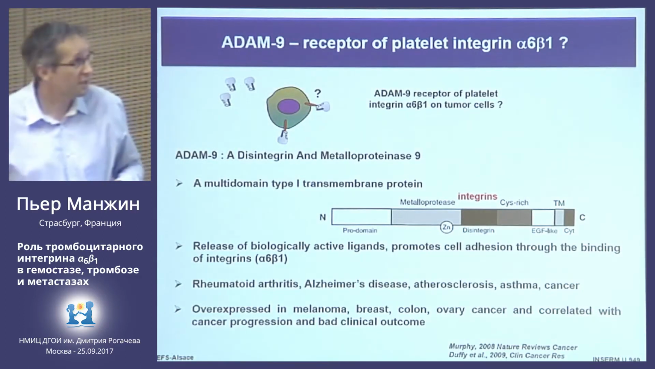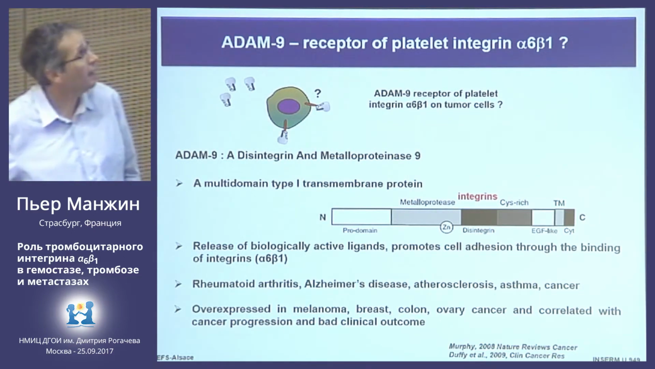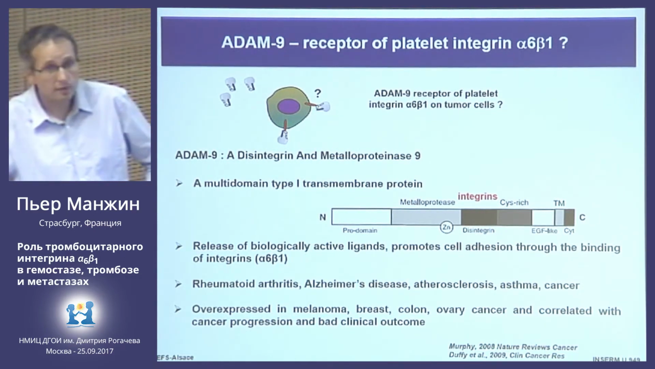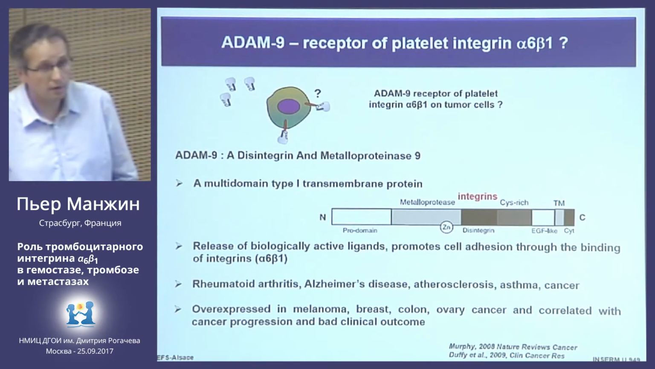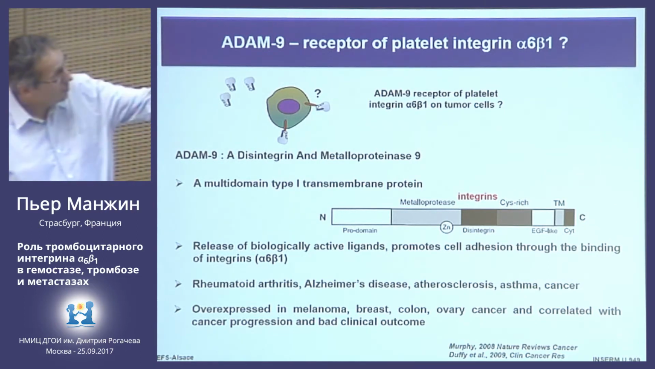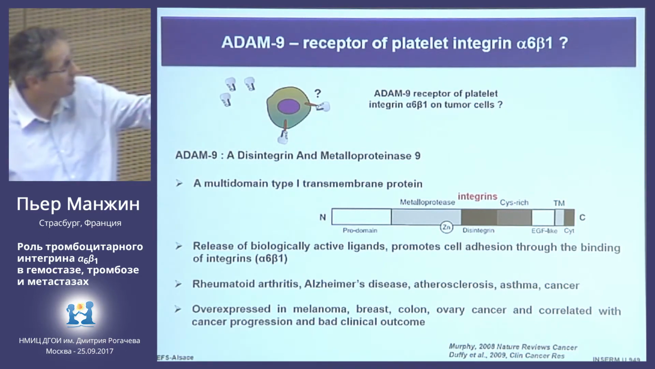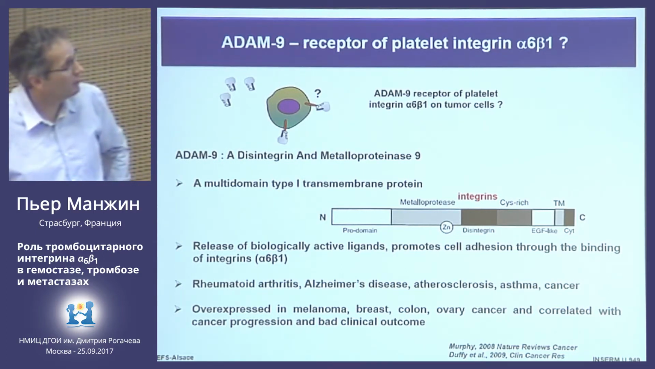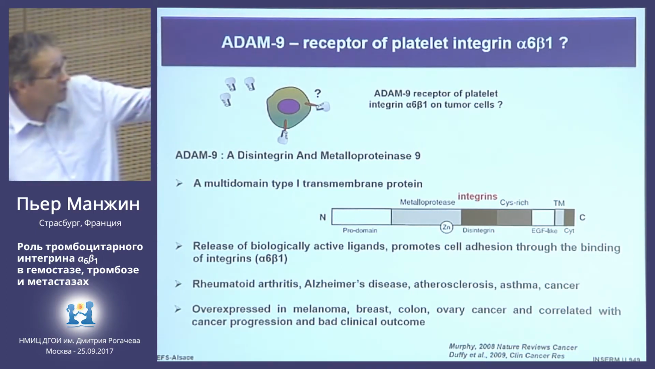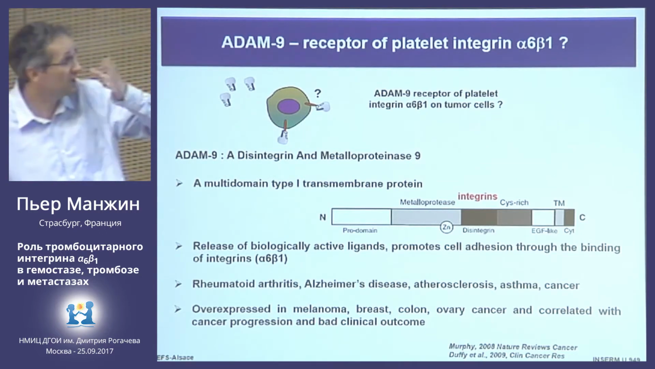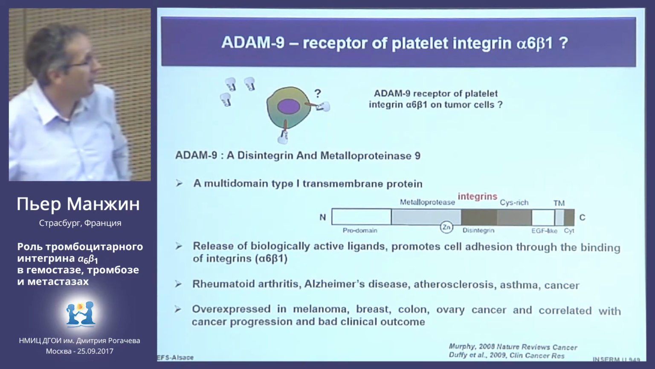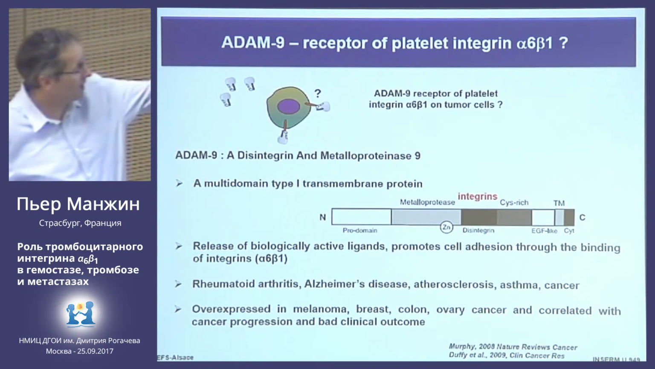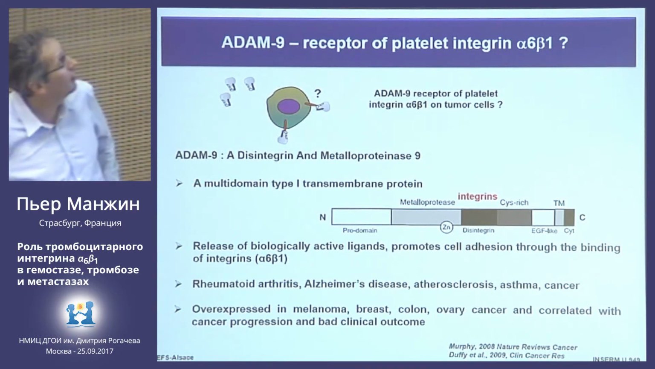So what might be the counter receptor? We hypothesized it might be ADAM9, which is a disintegrin and metalloproteinase 9. It's a multi-domain type 1 transmembrane protein composed of many domains. One of the regions that is of interest to us is the disintegrin region, because it has been proposed to interact with integrins. ADAM9 is known to release biologically active ligands and to promote cell adhesion through the binding of integrins, and notably α6β1, and that's why we picked ADAM9.